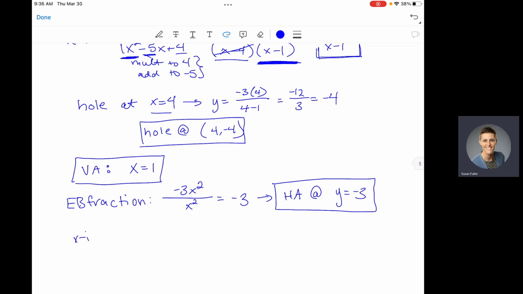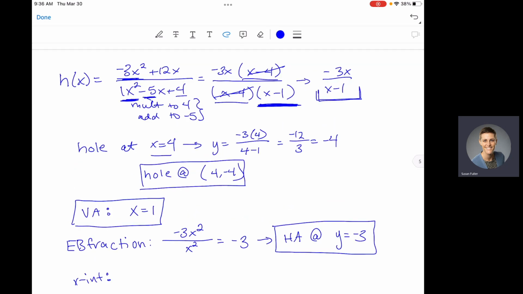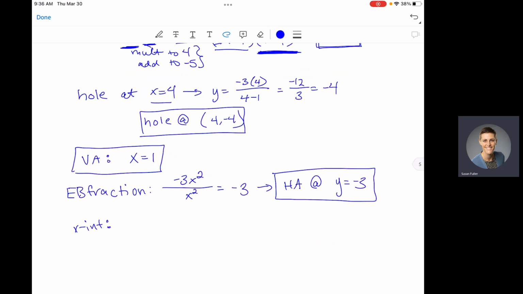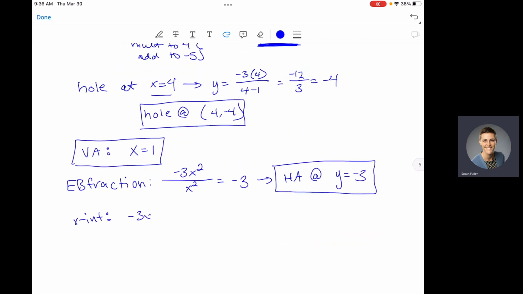Last thing I want to find is our x-intercepts. The x-intercepts come from any factors on top that don't cancel, so that negative 3x up here that we're left with. If we set that equal to 0 and solve for x, that tells us where our x-intercept is. So our x-intercept is at x equals 0, which is the ordered pair 0, 0. When x is 0, so is y. So that's our x-intercept.